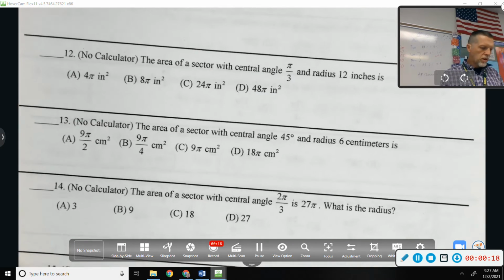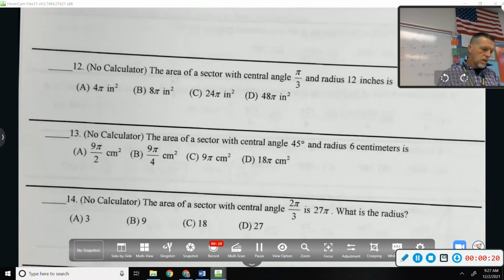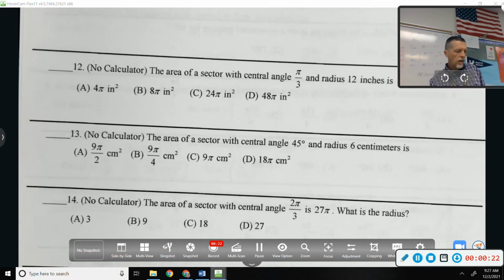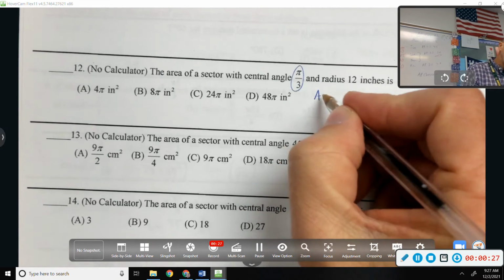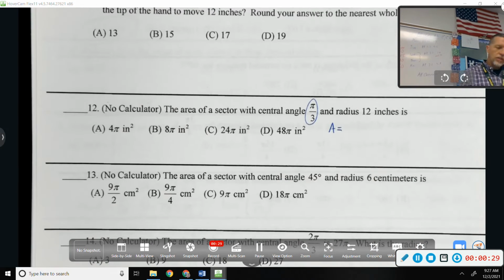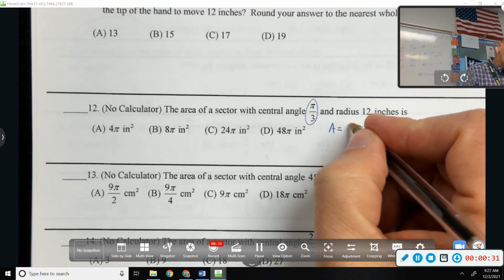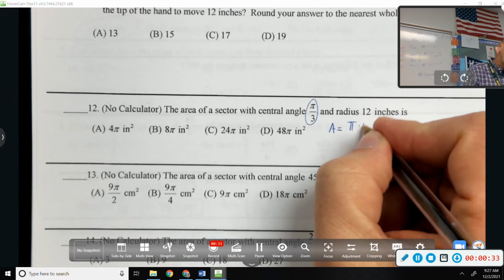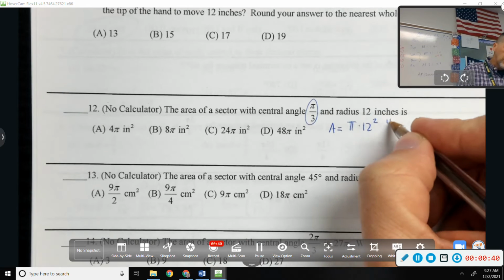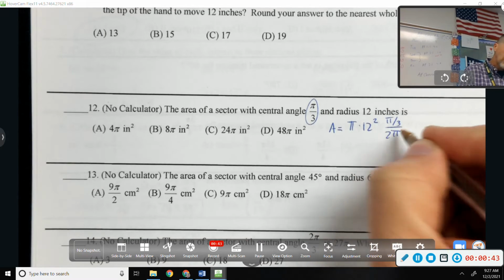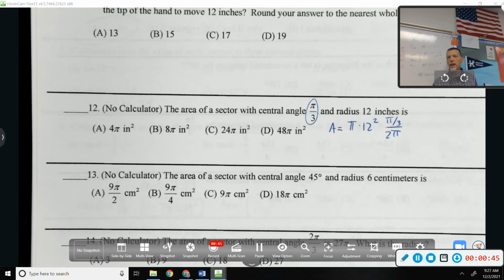So on which one? Numbers 12 and 15. Okay. The area of a sector with central angle pi over 3 and radius 12. So the full circle would be pi r squared. But we don't want the full angle. We want pi over 3 out of 2 pi, is the angle that we want, or the part of the circle that we want.